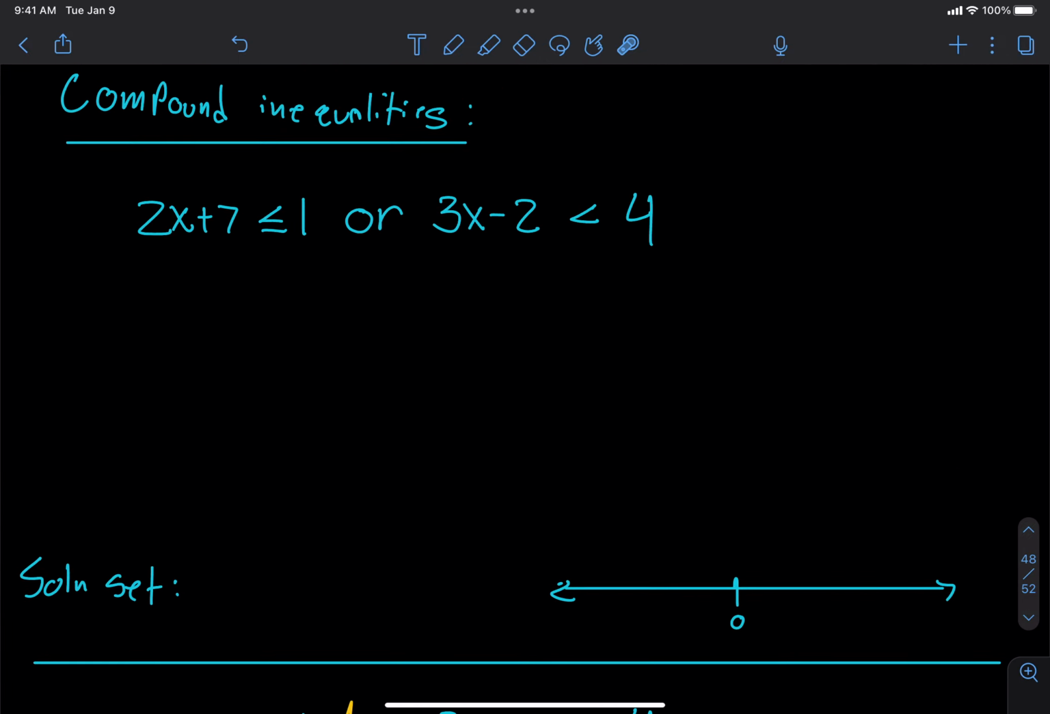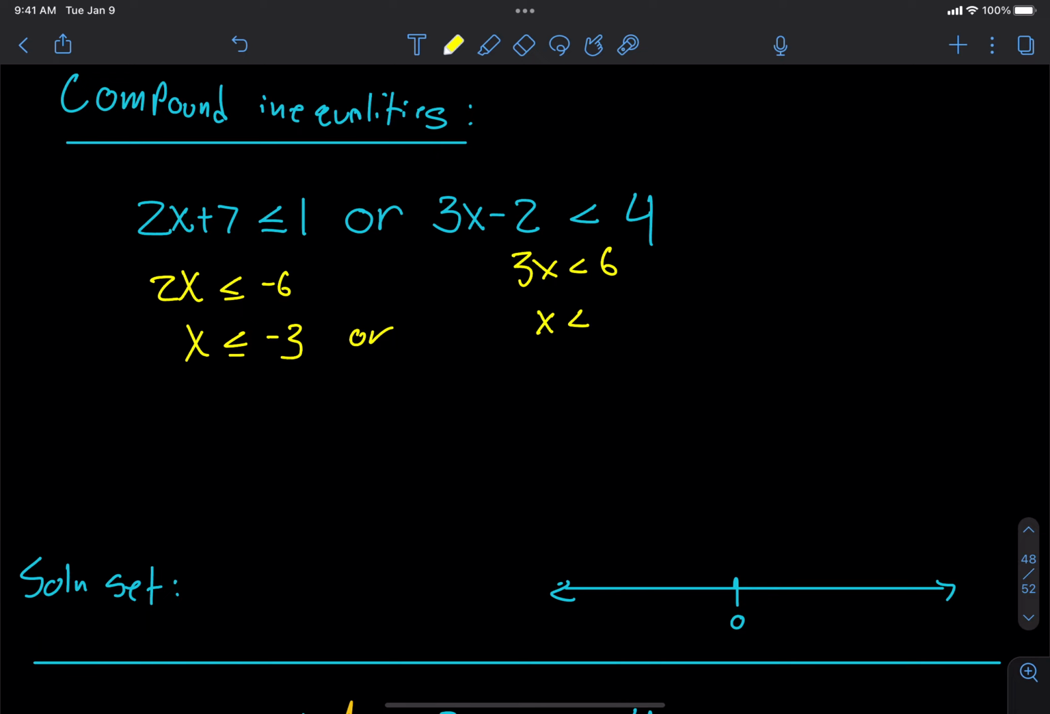Okay, so we want to solve basically both of these individually. So 2x plus 7, subtract 7 from both sides, divide by 2. Let's do it. 2x is less than or equal to -6. Divide both sides by 2. I get x, and I divided a negative number by another number. Should I switch the sign? No, why not? Because the number I'm dividing by is positive. So I get it like this, and then I have an or, and then for the other one, I'm just going to get 3x is less than, add 2 to both sides, 6, so x is less than 2.